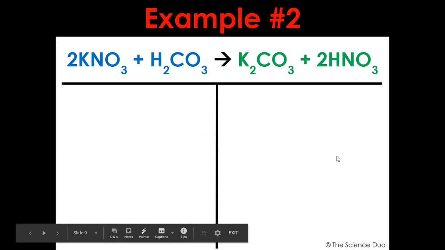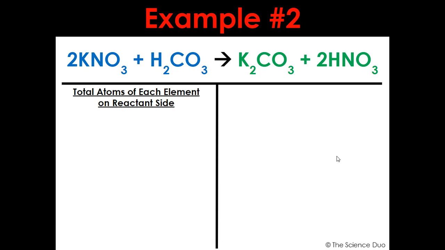Let's look at example number 2. So let's get our titles up. The total atoms of each element on the reactant side. The first one we're going to start with is going to be the K. So let's look at the coefficient 2 in the front. That's going to tell us that we have 2 molecules of potassium.